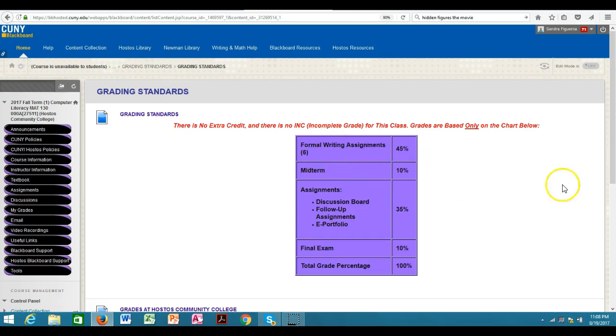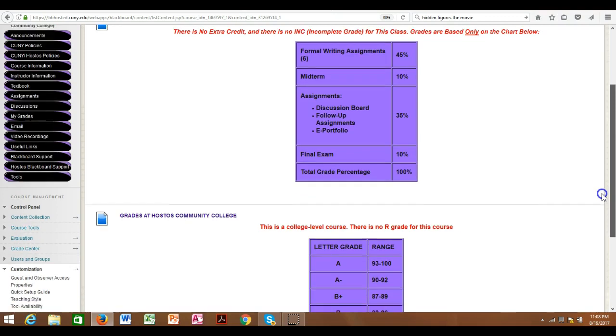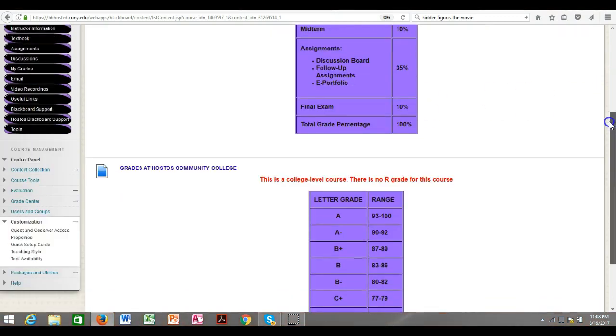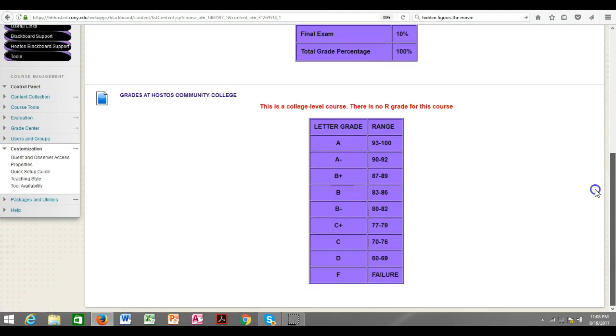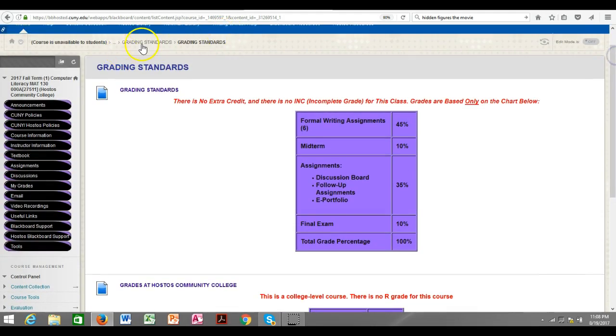Formal writing assignments, 10. Your midterm and final are only worth 10% each. You have discussion board, follow-up assignments, e-portfolio, a number of assignments. So asking me for extra credit, excuse me, when 80% of your grade is based on assignments, is not going to happen. This is a college level course, so don't ask for any R grade. This is a 100 level course. Math 130 is a 100 level course.